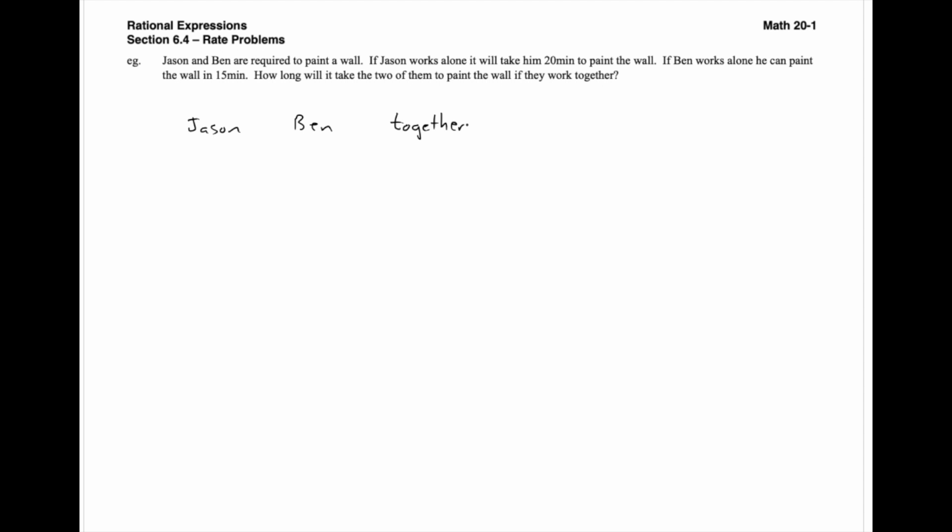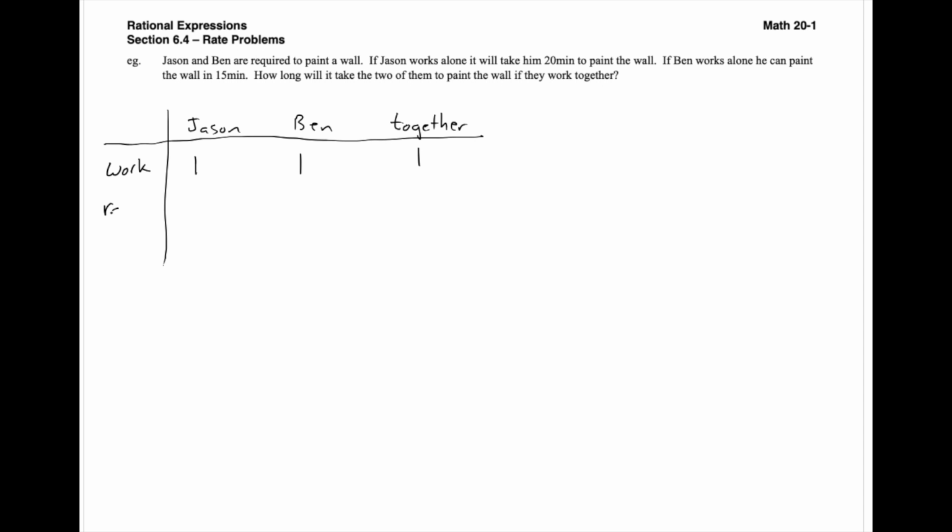And you can add as many columns as you need, depending on the situation. Generally, there's going to be basically 2 or 3. You can certainly do more, but our problems are going to be restricted to 2 or 3, depending on the information given. In this case, we don't have a distance, but we do have some work being done, and that's what we'll have in our first category. The job is just one wall, so it's just going to be 1 for all of those. Jason does 1 wall, Ben does 1 wall, and together they do 1 wall.